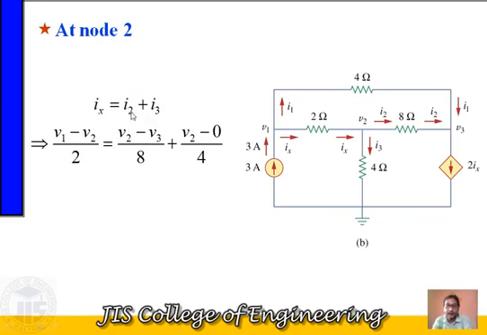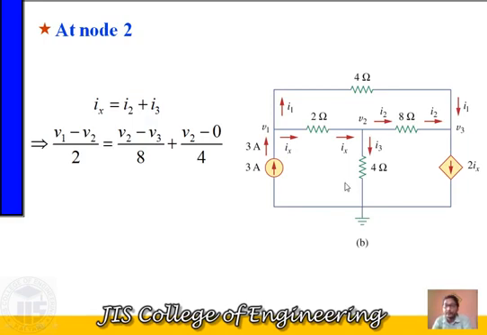Similarly, the I2 current is flowing from voltage point V2 to voltage point V3, through only this resistance. So in place of I2 we can write V2 minus V3 divided by 8. Similarly, what will be the value of I3? The I3 current is flowing from voltage point V2 to the ground point having the 0 reference. So we can write I3 as V2 minus 0 divided by 4.